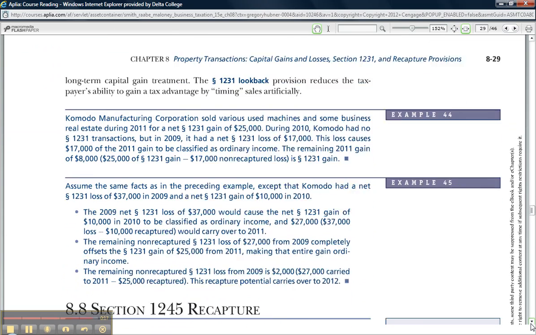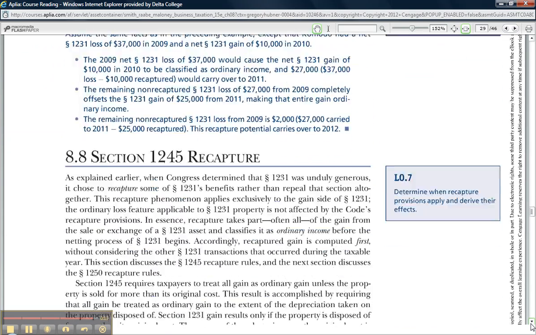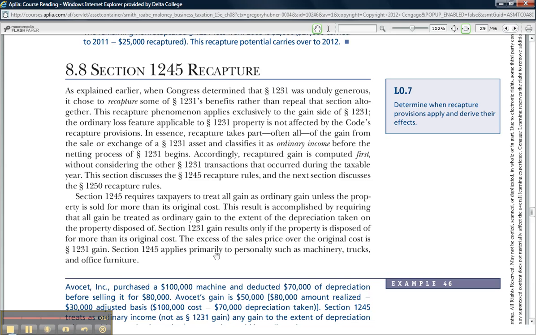capital gain treatment. And here's an example of that. I'll get into Learning Objective 7, which is also important, in the next video.